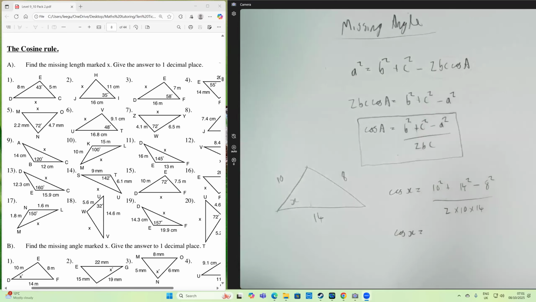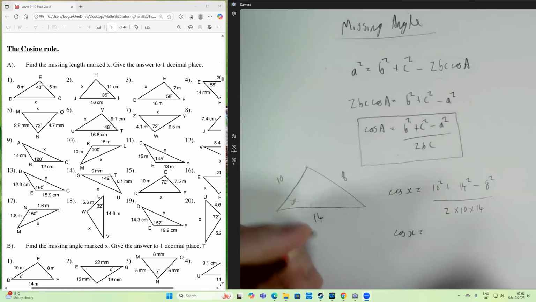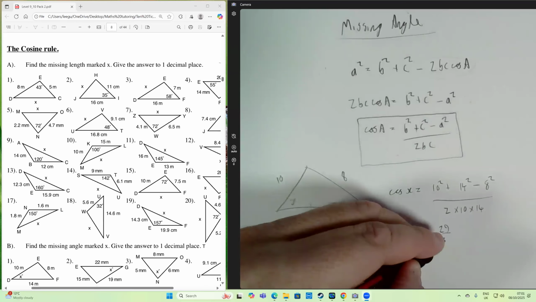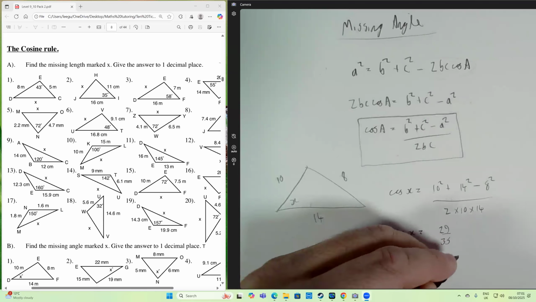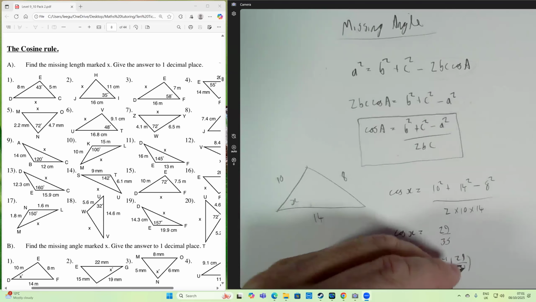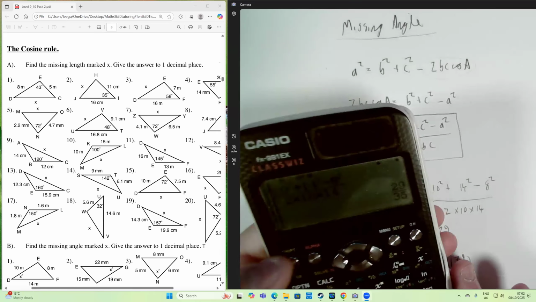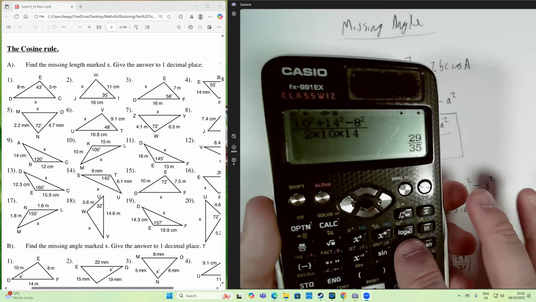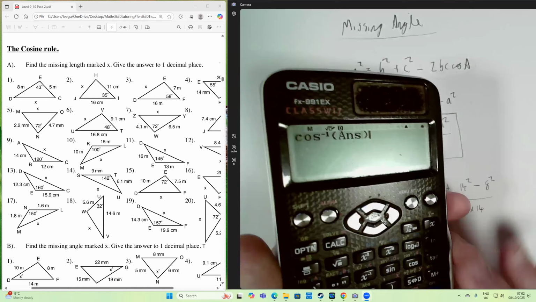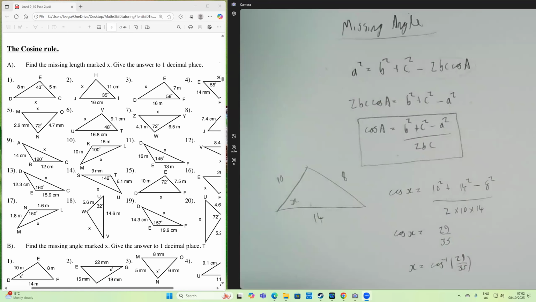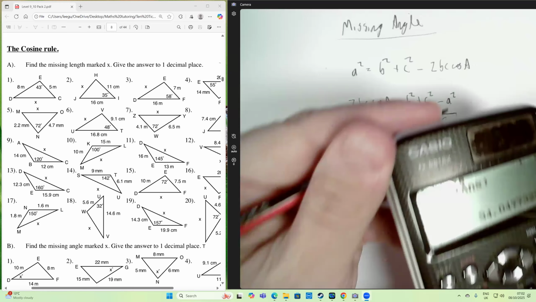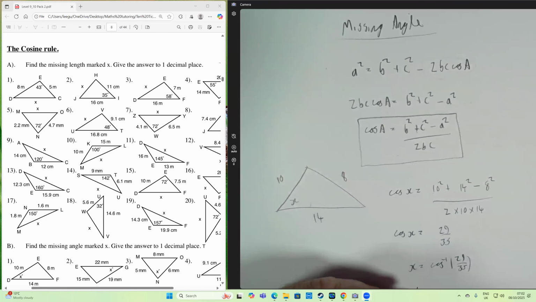Okay, that gives us this. So let's write that down. Cos x equals 29 over 35. So therefore x is equal to inverse cos of 29 over 35. So we press shift, we press cosine, we press answer, we close the bracket, and that gives us the answer. 34.0 degrees is what we've got for that one. So x is equal to 34.0 degrees.